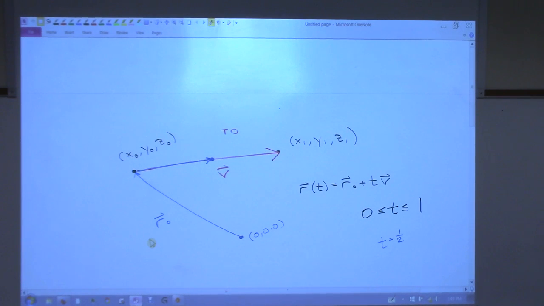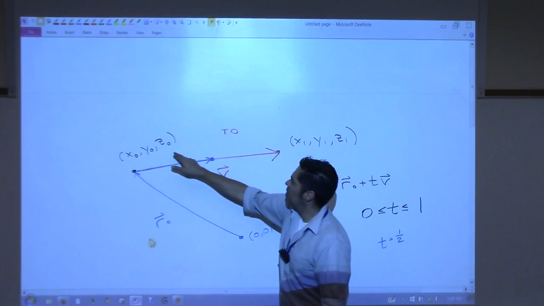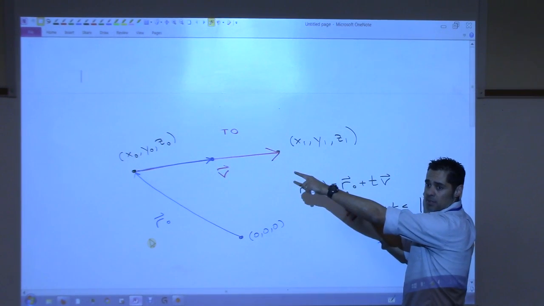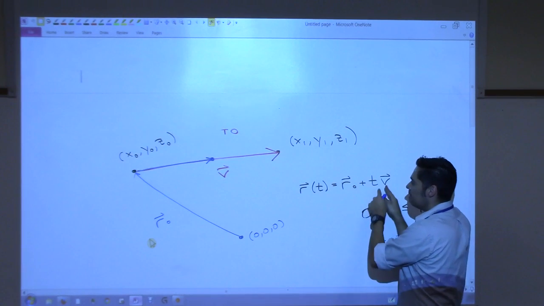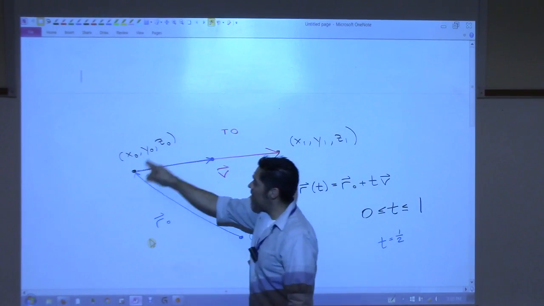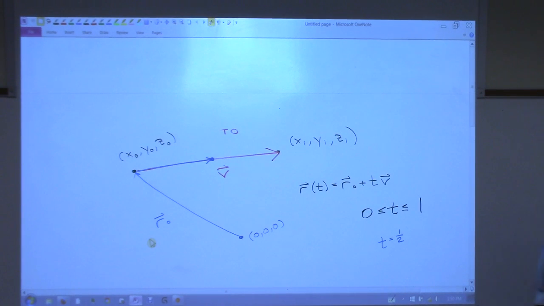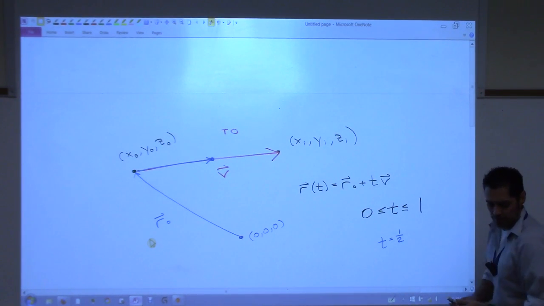The key to this is the setup of it. If you're going to go from one point to another point, R0 has to be your first point, and V must be the vector from here to here. So we'll do an example. I don't think I have one in my notes. So let's just do a quick one.